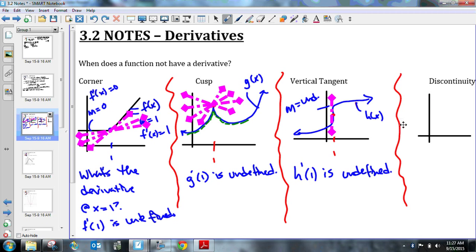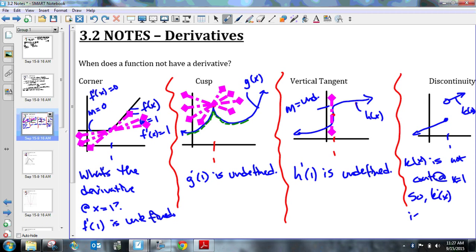All right. Let's have a discontinuity. Let's draw a graph with something like that. Let's say I've got a graph here, and there's a point here, and then there's a jump, and then it continues on. I'm going to call this k of x. At 1, k of x is not continuous at x equals 1. So that means that k prime of x is not differentiable at x equals 1.